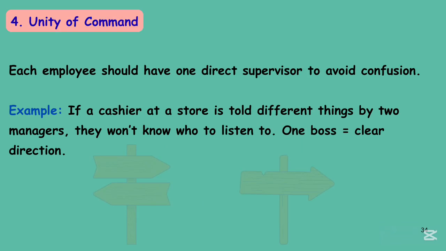4. Unity of command. An employee should only get orders from one supervisor to avoid confusion. For example, imagine if a store worker gets different instructions from the manager and the assistant manager. It creates chaos. One boss keeps things clear.